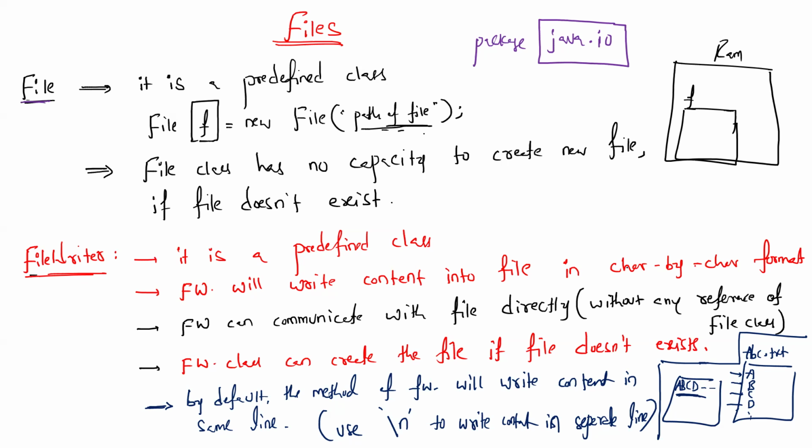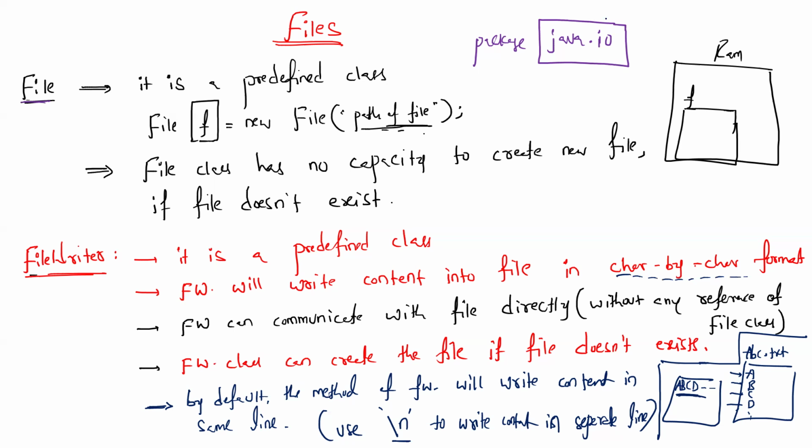Multiple problems. What are these? It will write only character by character. It means even if you want to write a 100-word sentence, it will take one letter at a time. Looks like a delay, a time-taking process. At the same time, by default it can write only in the same line, but the programmer has to use the new line, \n, for writing into separate lines.